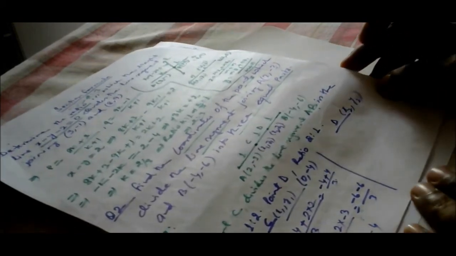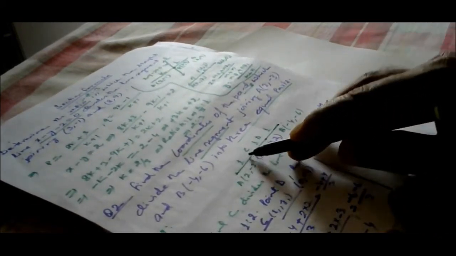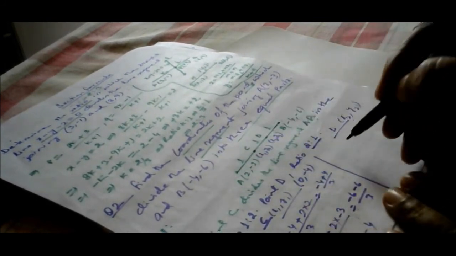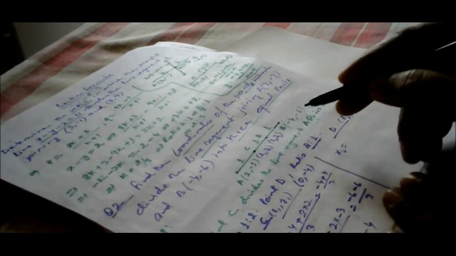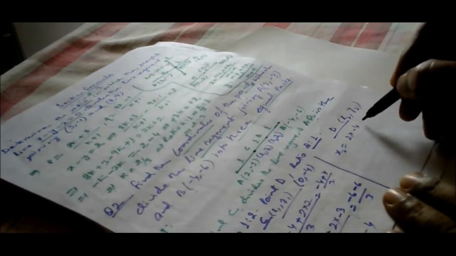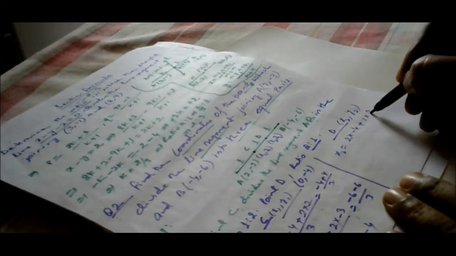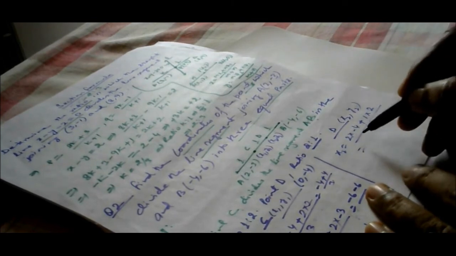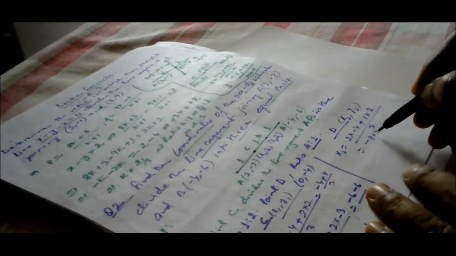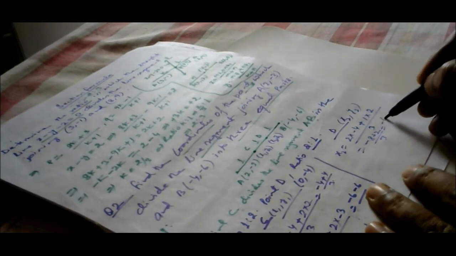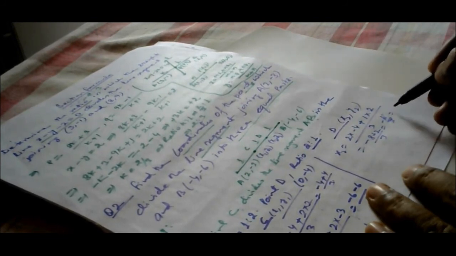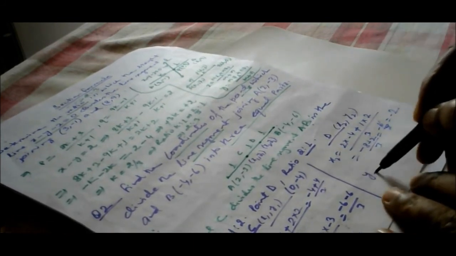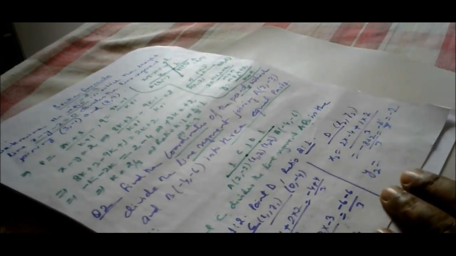Now similarly, we will find the coordinate of point D. Now it will become 2 is to 1, not 1 is to 2. So x2 is equal to 2 into minus 4 plus 1 into 2, divided by 2 plus 1, that is 3 only. It will become minus 8 plus 2 divided by 3. So minus 6 divided by 3 cancelled, so minus 2.